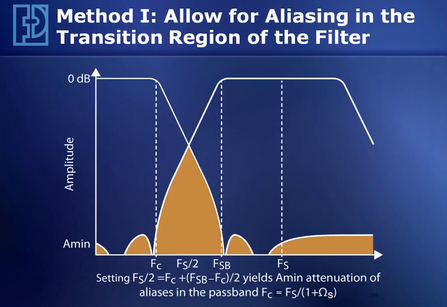setting the cutoff frequency equal to the sampling frequency divided by 1 plus omega, which is the shape factor of the filter. Omega is the ratio of the stop band frequency, F sub SB, to the cutoff frequency, and defines the sharpness of the filter. So omega equal to 1 is a brick wall filter. For the LP8F, which is 80 dB down at 1.77 times the cutoff frequency, omega would simply equal 1.77.